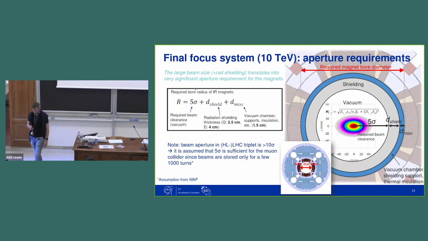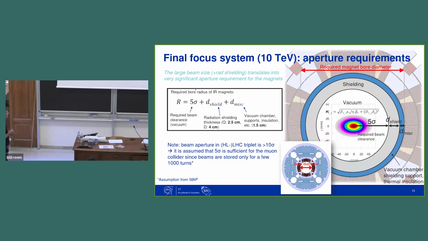Okay, now this very large beam size and also the need for some radiation shielding because of muon decay translates to very significant aperture requirements for the magnets. So what is the aperture? The aperture is essentially the inner pore diameter, or in other words, the inner diameter of the magnet coil. This is a very important parameter for designing magnets because it becomes more challenging the larger the pore diameter. Now, in order to determine the pore diameter, we first need to define the required beam clearance, so our vacuum aperture.